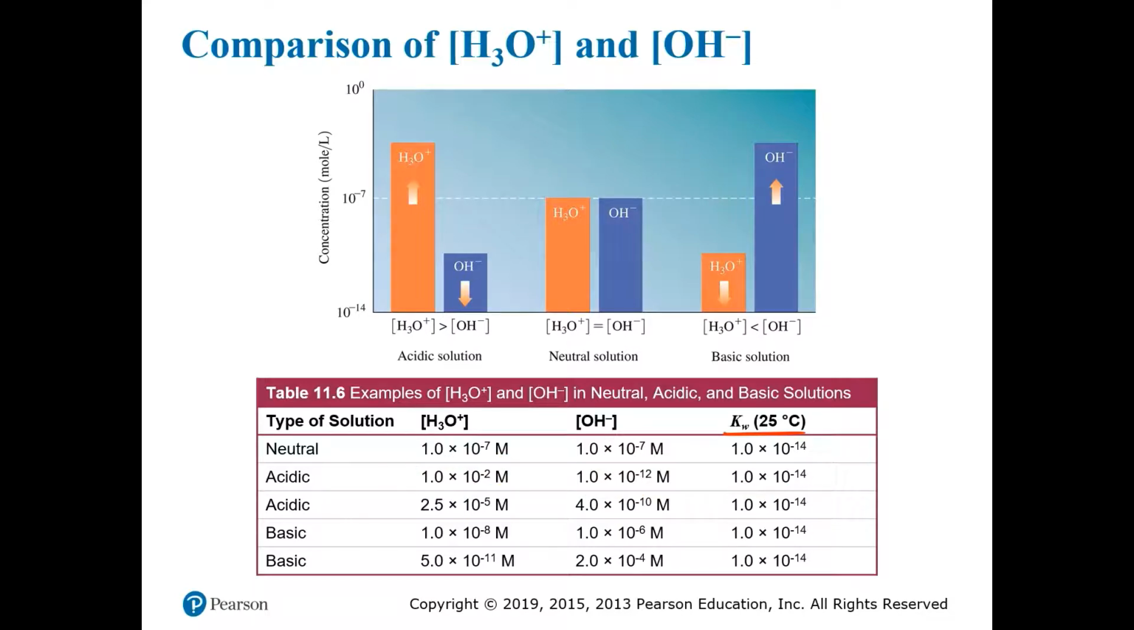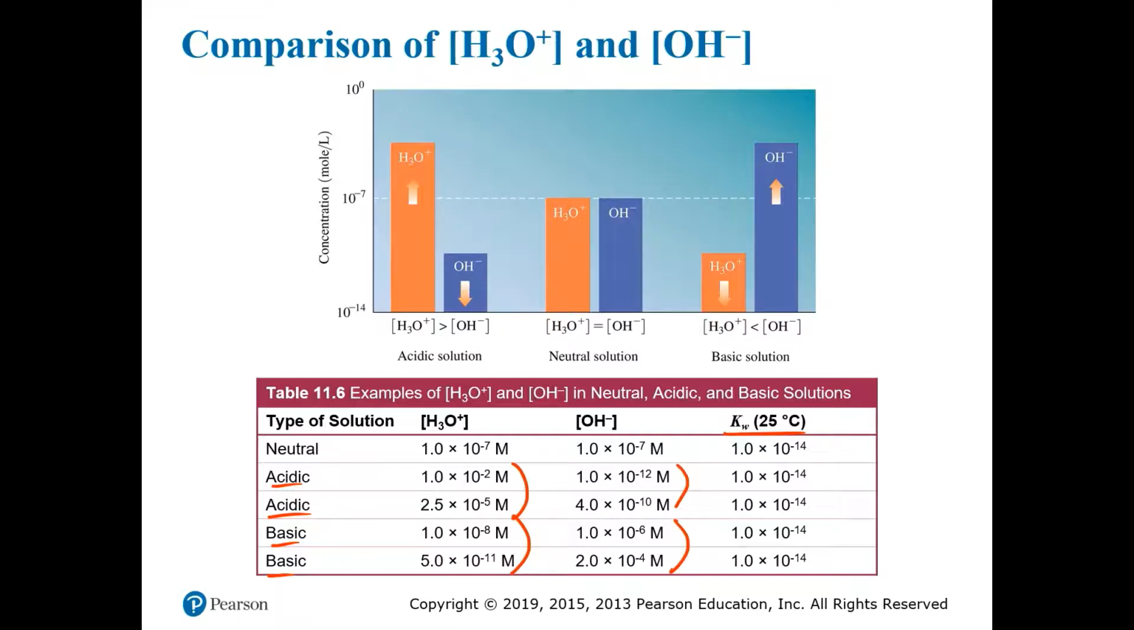It's also useful to note that anytime you have a hydronium concentration greater than 10 to the minus 7th, you have an acidic solution, and anytime it's less than 10 to the minus 7th, you have a basic solution. For the hydroxide ion, that's reversed. If it's less than 10 to the minus 7th hydroxide ion, that's acidic, and if it's more than 10 to the minus 7th hydroxide ion, then that's basic.